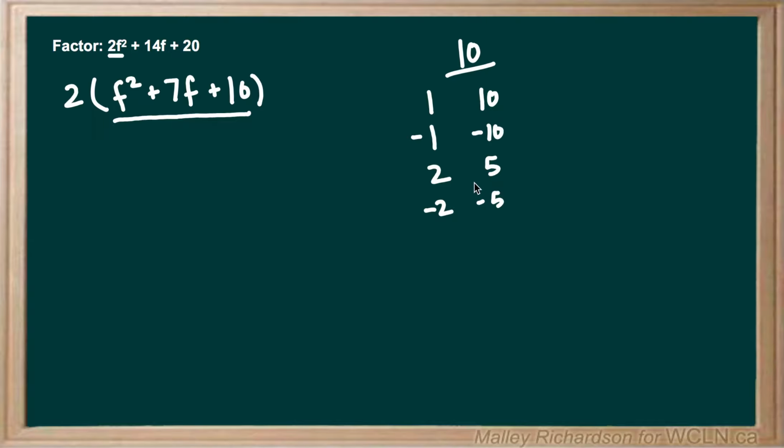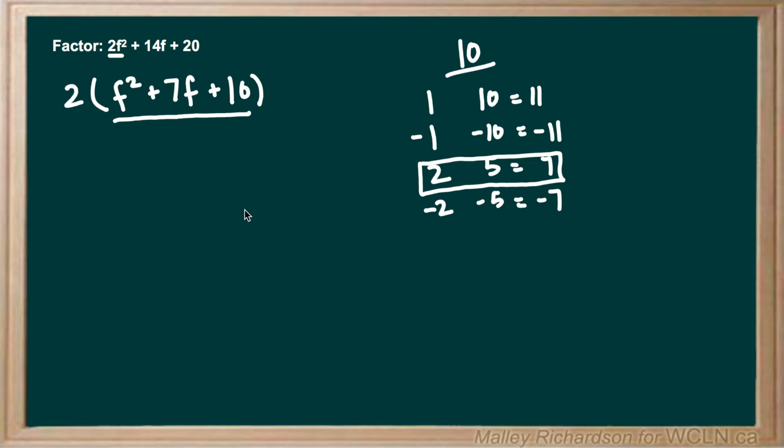So using these factors, we need to find which pair will add together to give us our middle term of 7. Well, 1 plus 10 gives us 11. Negative 1 plus negative 10 gives us negative 11. 2 plus 5 gives us positive 7. And negative 2 plus negative 5 gives us negative 7. Well, our middle term is positive 7, so that means we're going to use our factors of positive 2 and positive 5.